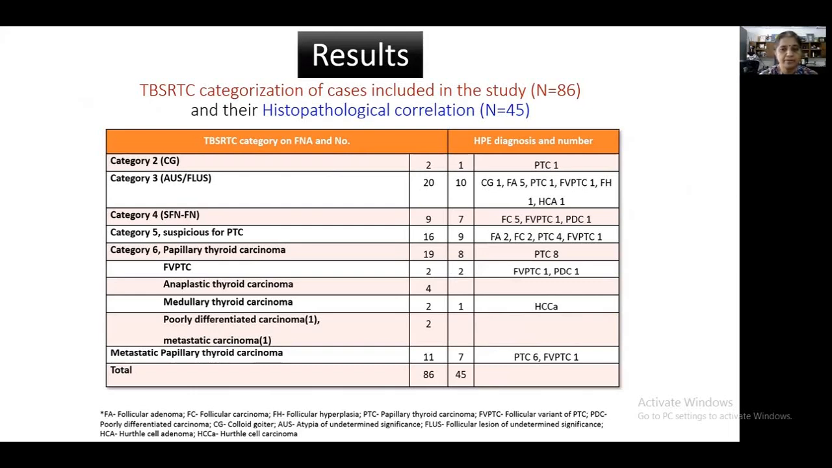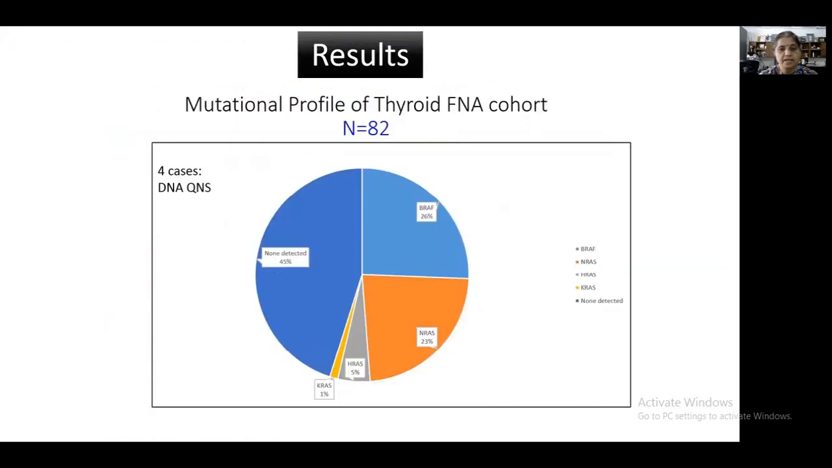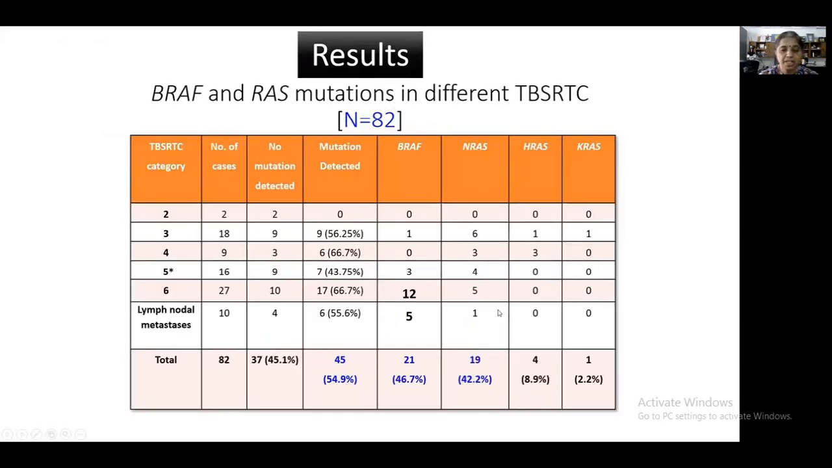So we had 45 histopathology proven cases. If you look at the mutational profile of the entire cohort, in 4 cases we could not get sufficient DNA. You can see that no mutation was detected in 45% of the cases. BRAF was detected in 26%, followed by NRAS in 23%, HRAS in 5%, and in 1% in KRAS.